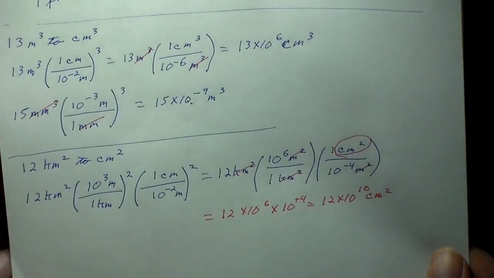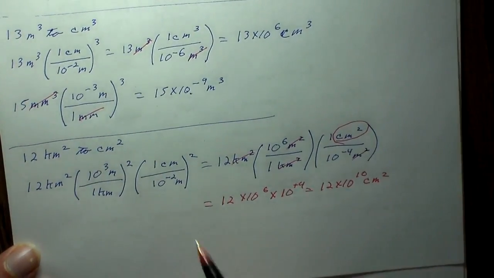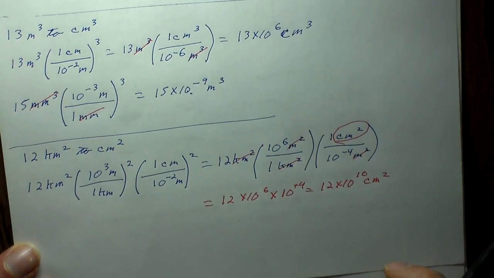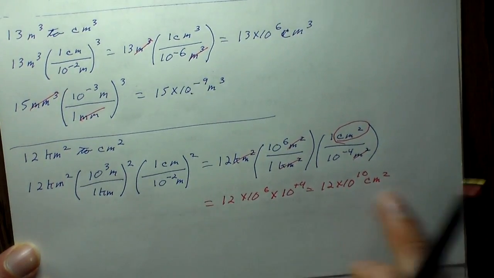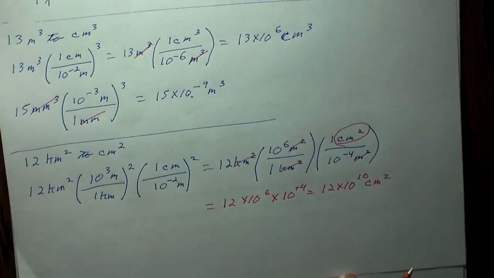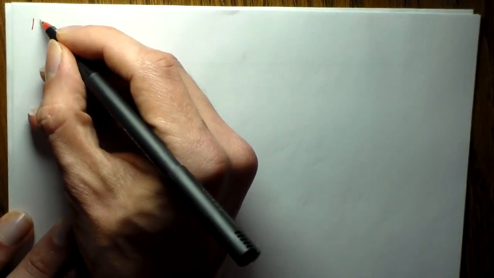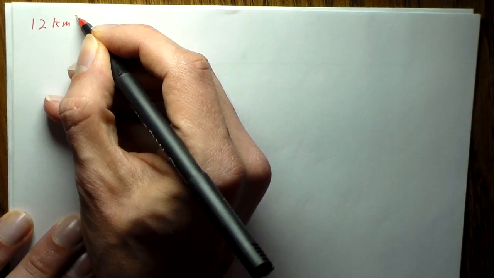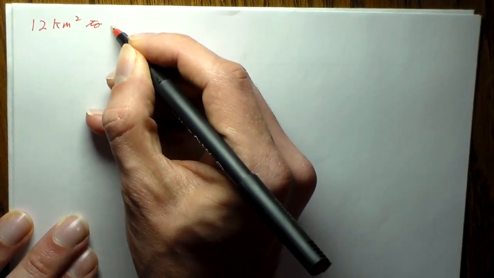Now, let's say for whatever reason we actually just want to convert this into square feet. Well, how would we arrive at doing that? Well, let's just do basically the same thing, okay? So let's say we're starting over here. We want to get our 12 square kilometers to square feet.